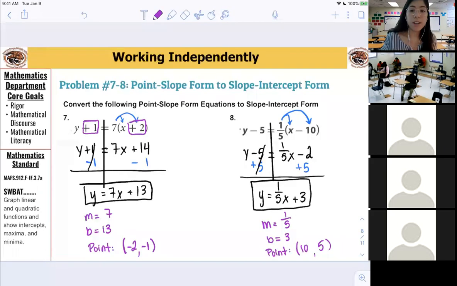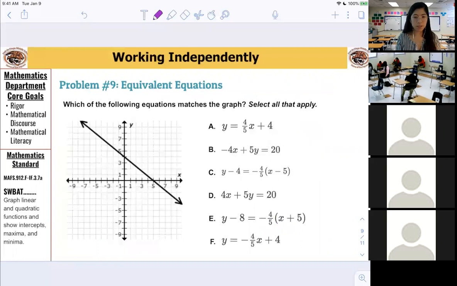Good job, guys. Any questions on number 7 or number 8? Feeling good? Awesome. All right. Here we go, last 2. So these 2 questions, I told you guys to prioritize these because these are really good. This kind of puts everything together. So I have this graph and I need to find all of the equations that represent it. So there's going to be more than one answer. And before I begin, notice that each one is in a different form.